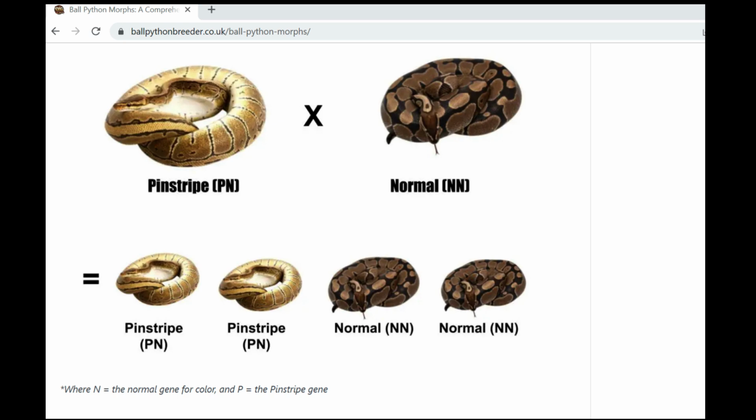There's no supers. If there is a pinstripe with 2 copies of the pinstripe gene, which would be a super if it were a different type of gene, then that simply gives the gene to all the babies and they all look the same as a regular pinstripe, except for they're all dominant over the normal.